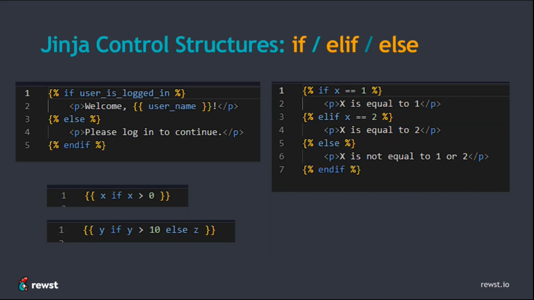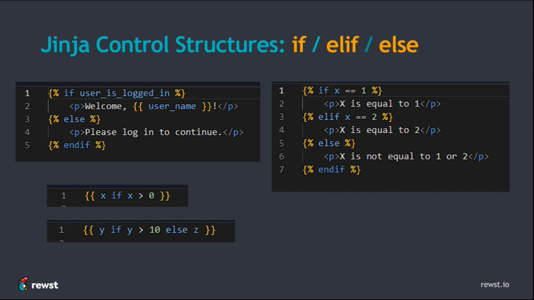Jinja supports if-then-else type expressions. Here's a few ways that it can be used or expressed. So the simple way, in the first example, we have an if, and then we do some sort of evaluation. So if user is logged in, you're going to do whatever is on the next line, and then an else, if you want to do something if that's not the case, and then you're always going to have an end if whenever you do an if this way.